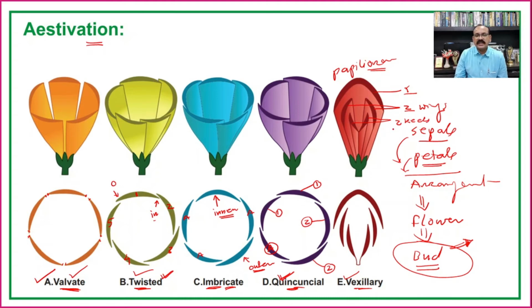Such an arrangement of petals in the flower, with one outermost petal enclosing 2 petals and then again 2 petals, is known as vexillary type of estivation, and vexillary type of estivation is found in the papilionaceous type of corolla.